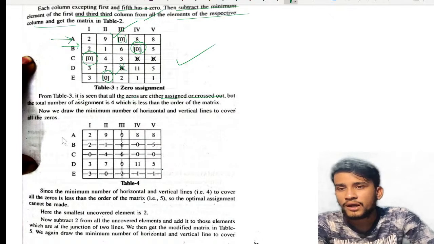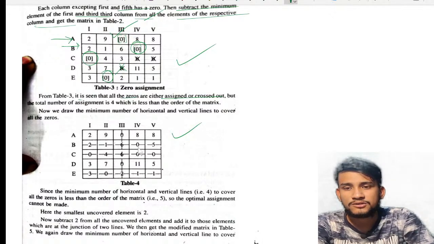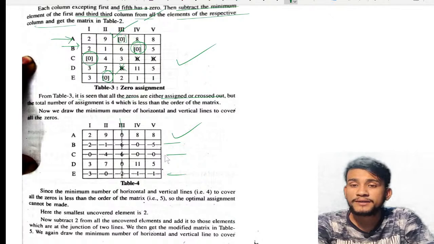Now we try to cover these zeros by horizontal and vertical lines, by the minimum number of lines. So see here, we covered these zeros by 1, 2, 3 and 4 lines. So 4 lines, but the order of the matrix is 5. Therefore this is not the optimal solution.